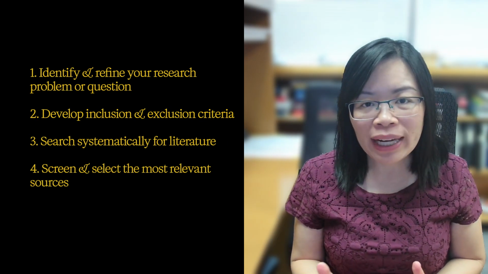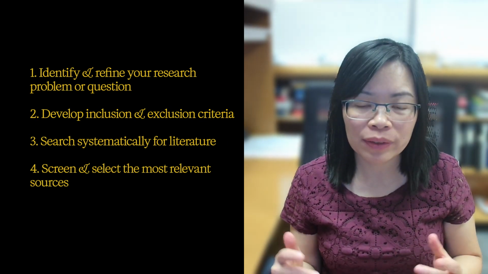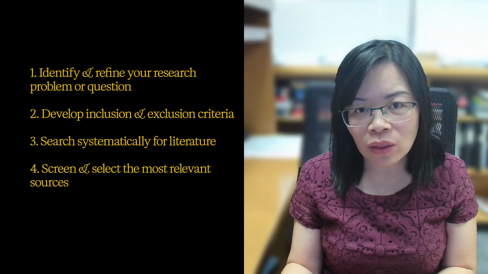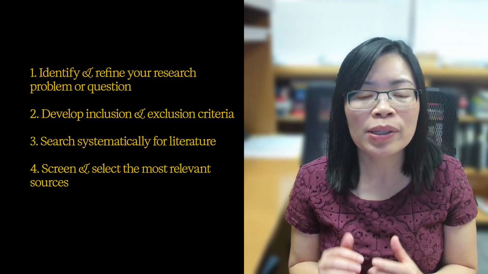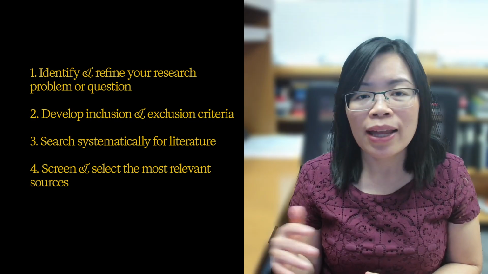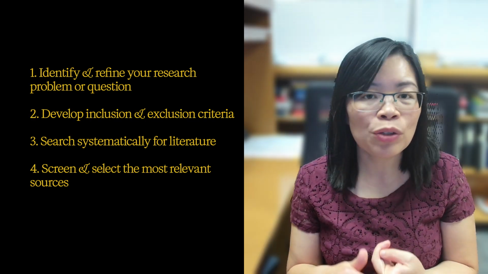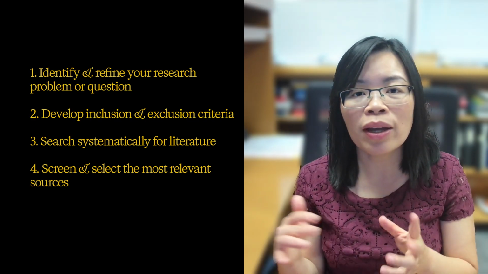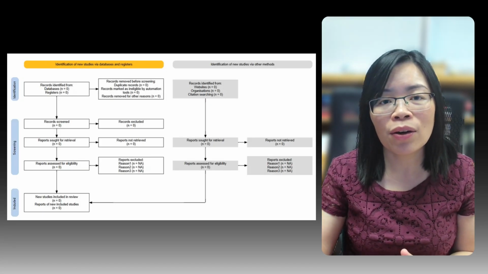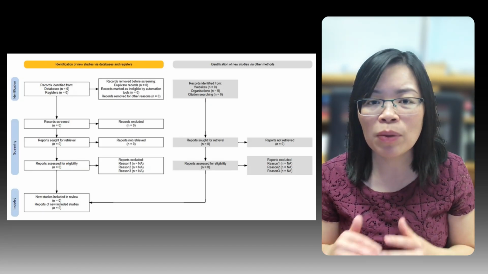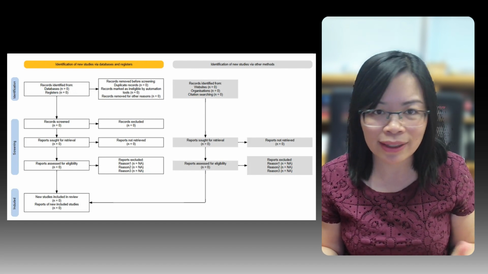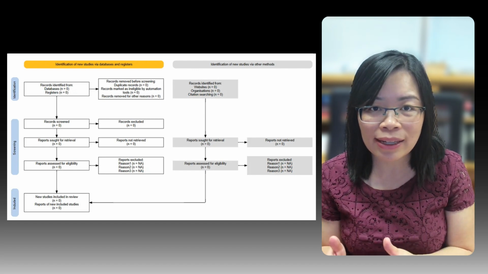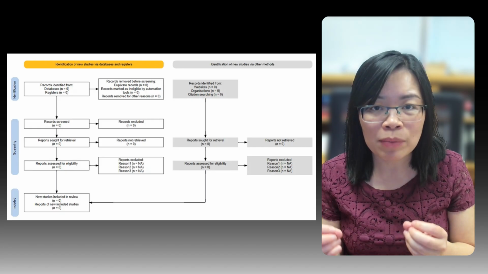Step 4, screening and selecting the most relevant sources. Once you gather a large pool of potential literature, it's time to filter it down using the criteria from step 2. This often happens in stages. First, you read the titles and abstracts to eliminate obvious mismatches. For example, you may remove an article that looked relevant by keywords, but on closer inspection, it's about a completely different topic entirely. Next, you download the full text of the remaining articles and give them a deeper read.